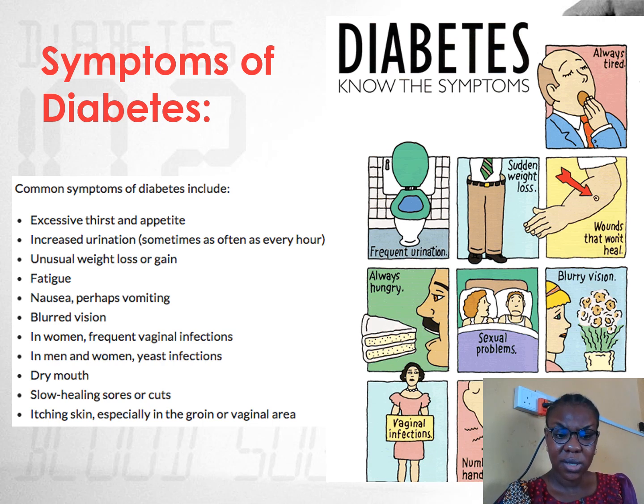Then fatigue, they're always tired, they could be nauseous, some of them could vomit, blurring of vision because diabetes would ultimately come to destroy the retinal cells. Then in women, they could have frequent vaginal infections, notably yeast infection. Then in men and women, they could also have yeast infections. Then dry mouth because they're losing a lot of fluid, so they are dehydrated, the mouth feels dry, they always want to drink water. Then when they have wounds or cuts, it doesn't heal quickly, then they could have itchy skin, especially in the groin and the genital areas. Many times this is from the yeast infections.